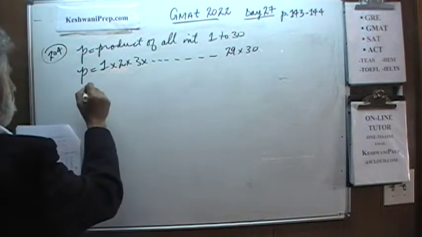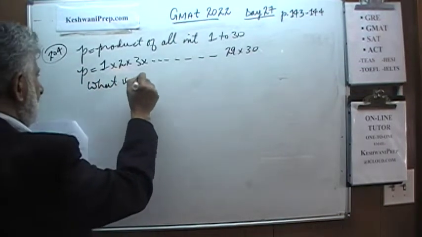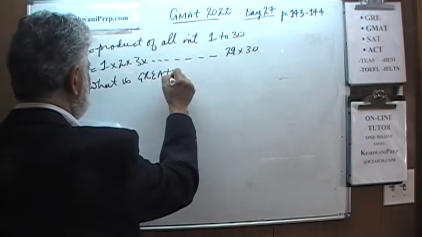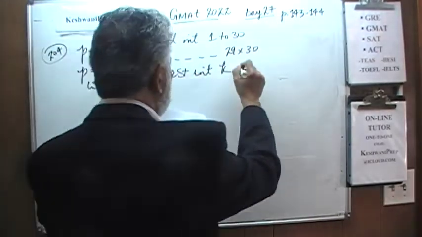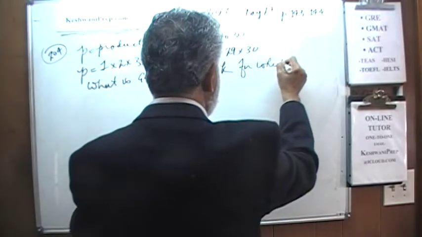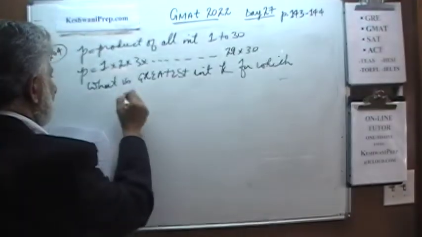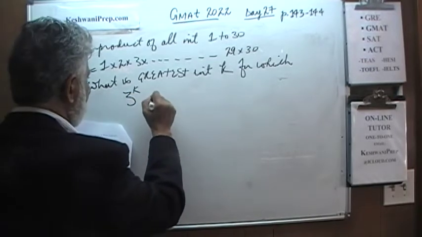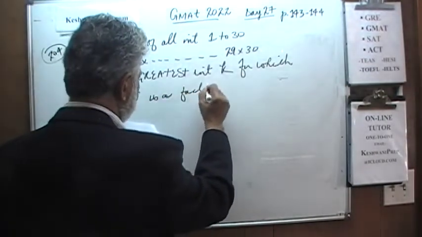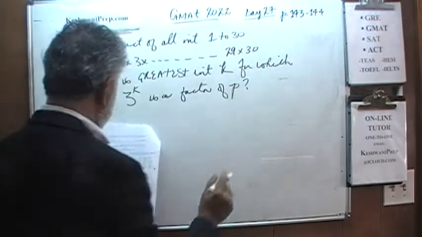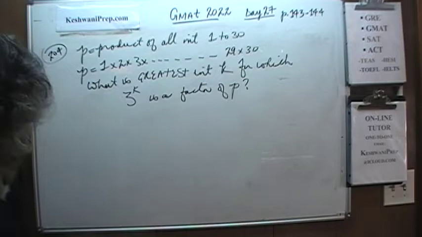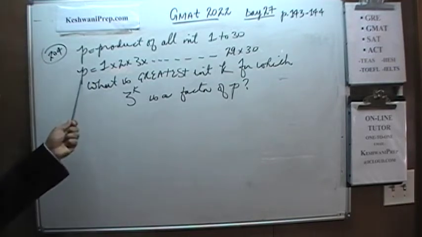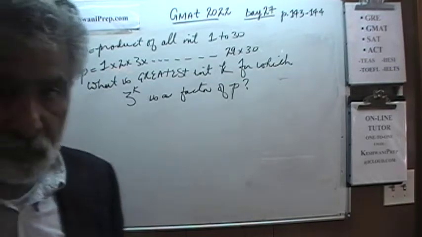The question is, what is the greatest integer k for which 3 raised to k is a factor of P? In other words, if we take this quantity P, which is equal to 1 times 2 times 3 times 4 all the way to 30, it's a very large number.